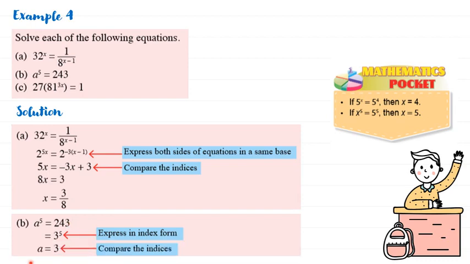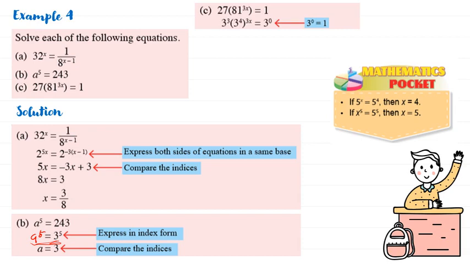So the next step, the answer is a is equal to 3. Since a to the power of 5 is equal to 3 to the power of 5, we just compare a is equal to 3. Okay, compare the indices for question 1b.